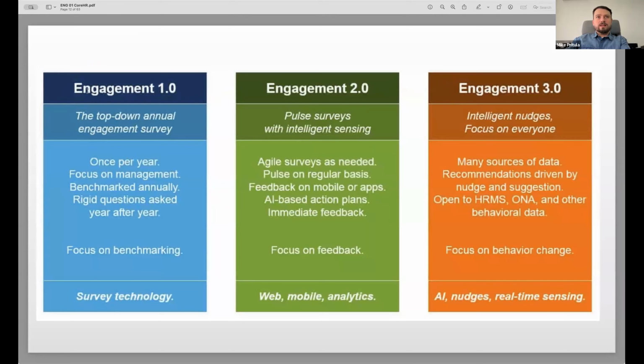Let's see. Engagement 1.0 means we do the top-down annual engagement survey. Actually, we need a little automation like Google Forms, and that's just enough. Google Forms will be enough to run a once-a-year engagement survey and take some actions. But if we want to move to Engagement 2.0, then we need pulse survey tech, and better with intelligent sensing.